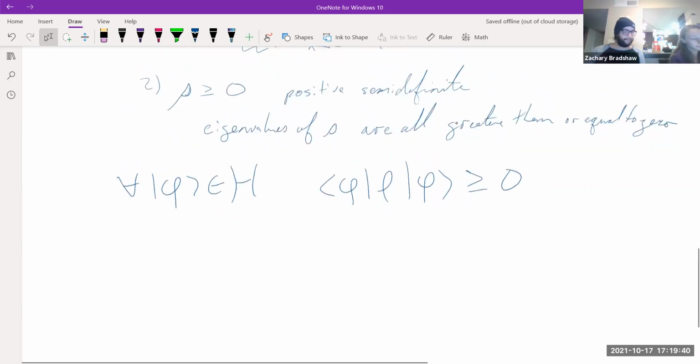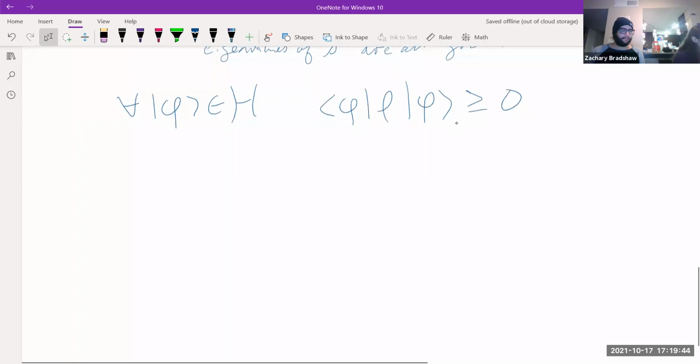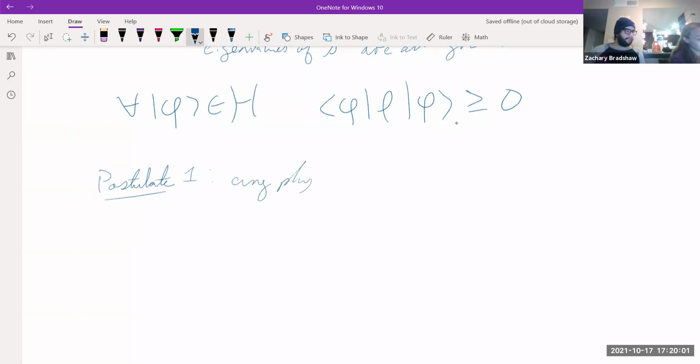All right, so now that we have these two facts, that the trace is equal to 1 and it's greater than or equal to 0, we can define our postulates in terms of it. So postulate 1. I'm sorry, I'm going to have to read my terrible handwriting for all of this. So postulate 1 states that any physical system still has a Hilbert space corresponding to it.